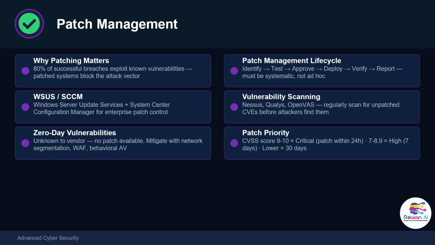CVSS scores help you prioritize. CVSS is the Common Vulnerability Scoring System. It gives every vulnerability a score from 0 to 10. 9 to 10 is critical, patch within 24 hours. 7 to 8.9 is high, patch within 7 days. Below that, you have more time.